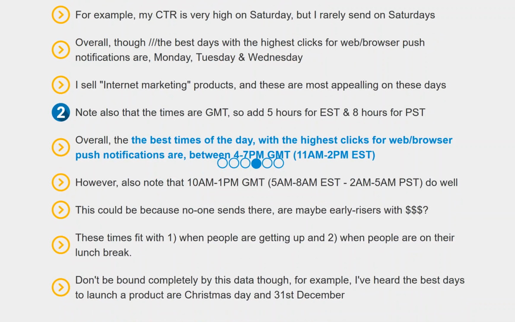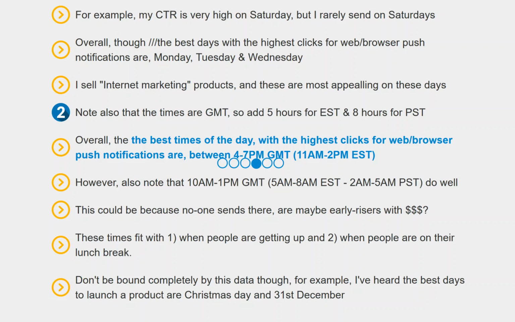Also though, before I show you the data, do not be bound completely by the data. For example, I've heard from many successful marketers that the best days to launch a product are on Christmas Day and the 31st of December. And this obviously isn't because people are checking their emails more on these days. It's because there are so few other marketers who are actually sending messages, so there's no competition and you have the absolute attention and engagement of your market.